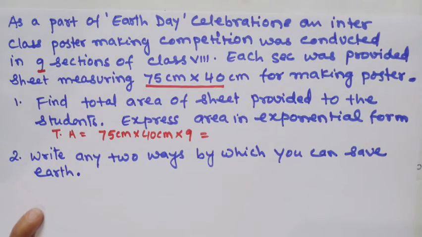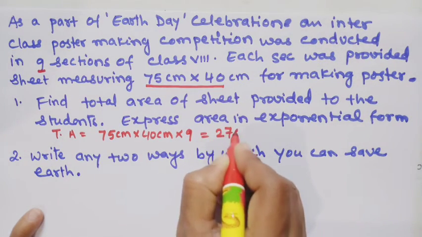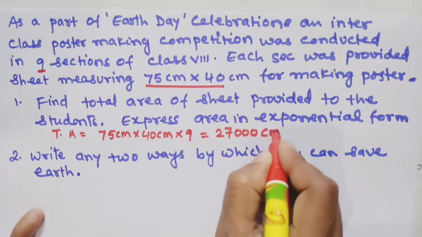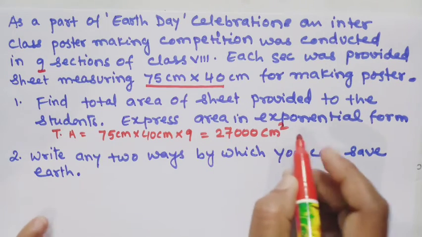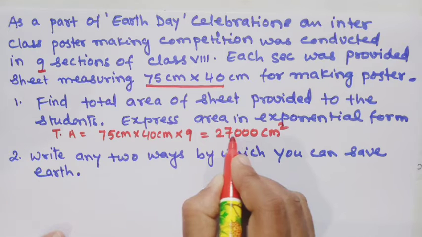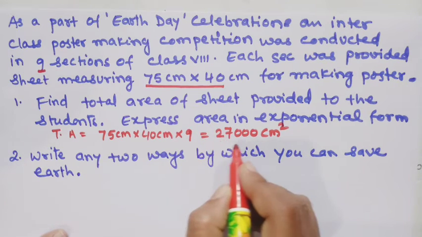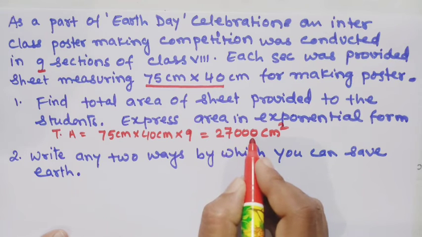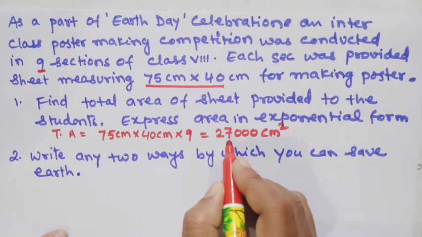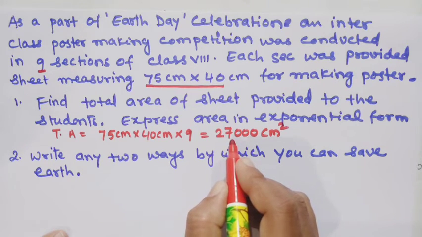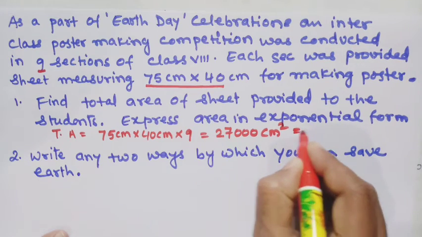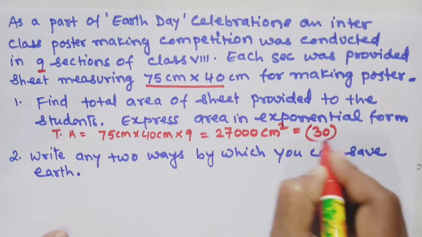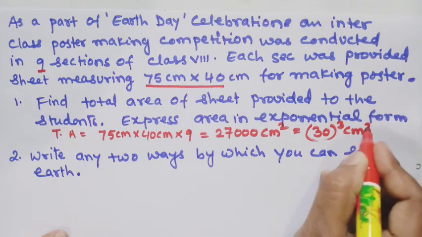This is 27,000 centimeter square, but you have to show it in the exponential form. See, this 27,000 can be written as 27 into 1000. 1000 is the cube of 10 and 27 is the cube of 3. So 3 cube into 10 cube. So this is 30 cube centimeter square.